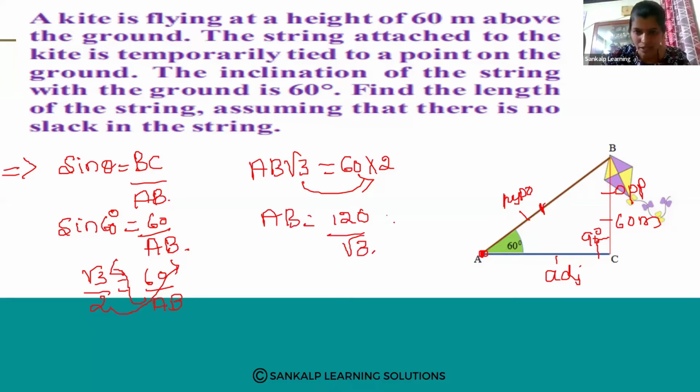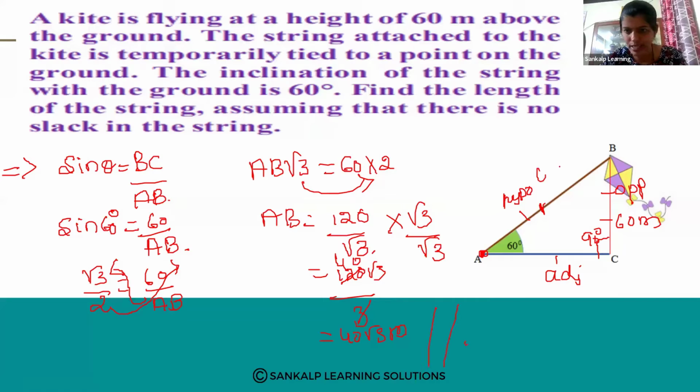So what I will do, I will multiply root 3 and root 3 to both numerator and denominator. What I will get? 120 root 3 divided by root 3 into root 3, which is 3 only. So 3 ones are 3, 4s are 12, 0. That means you will get 40 into root 3 meter. This is the final answer, 40 root 3. Okay. Height of the string, that is 40 root 3 meter. Understood? Shall we move to next question?